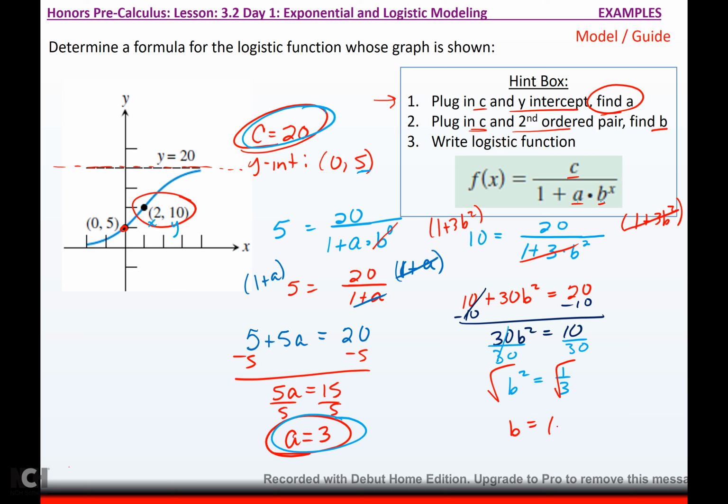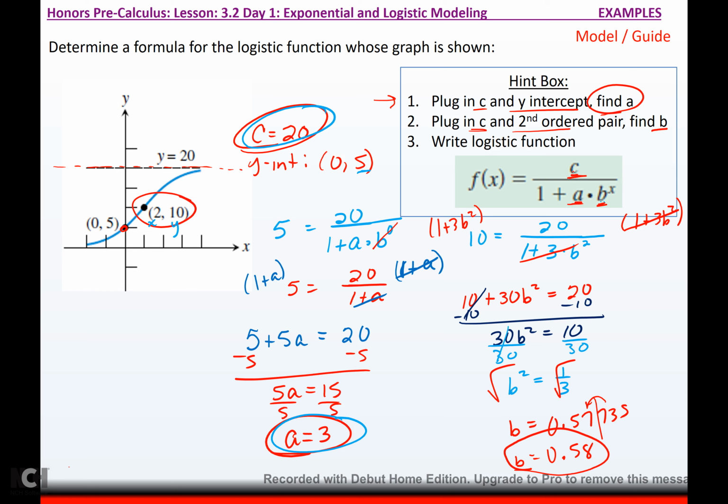And you get 0.57735, and so on. I don't know what they want me to round this to. I'm going to go out two places. So that's going to make my b 0.58. So now that I know a, b, and c, I can plug them in, and that will be my function.